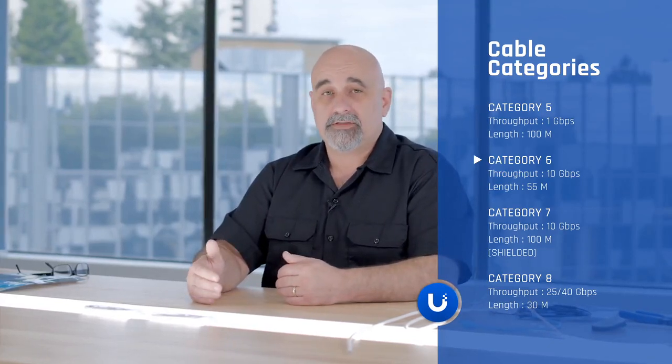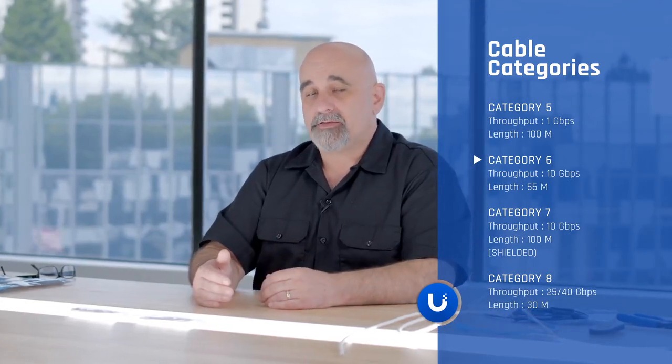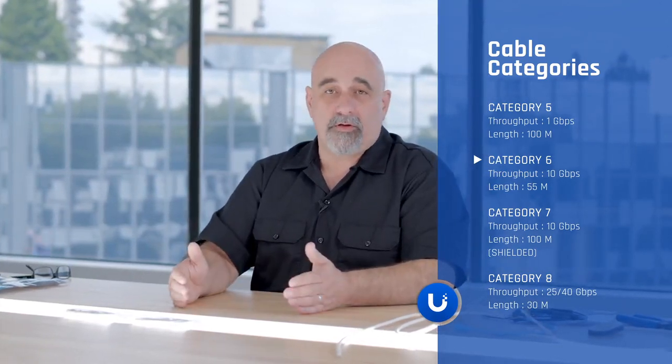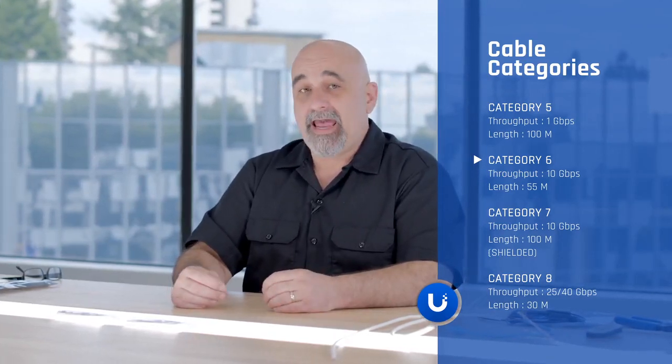Cat 6 cable actually lets you get up to, if your hardware supports it, 10 gigabit. Now, Cat 6 by itself, you can go up to a length of 55 meters to get 10 gig, or you can go full 100 meters, but only get 1 gig speeds. And then there's Cat 6A. Cat 6A lets you do a full 100 meters at 10 gig speeds.